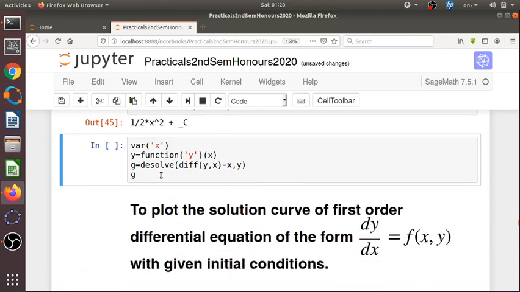A similar thing you can do this way: you can store the solution curve in another variable. So here I have stored g equal to desolve of this.